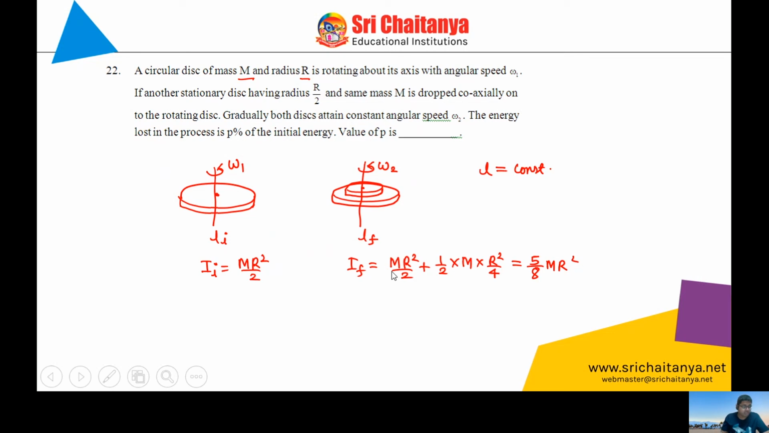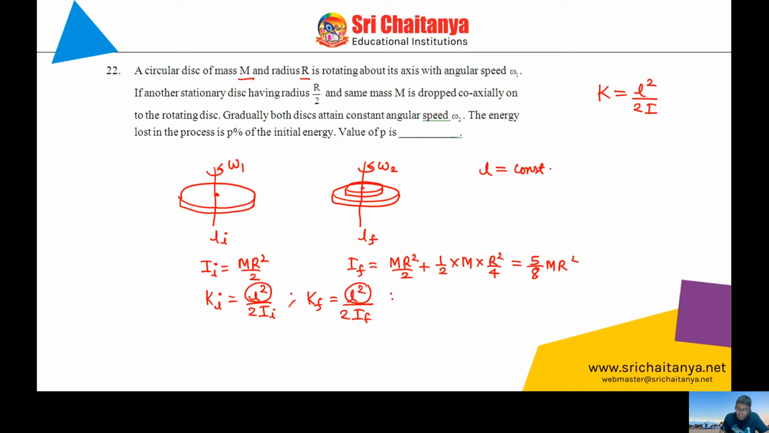You need to understand that the kinetic energy is governed by the formula L square by 2I. So the initial kinetic energy will be L square by 2I initial, and similarly the final kinetic energy will be L square by 2I final. And this is the beauty of the question, that L is constant, the initial and final angular momentum are the same.